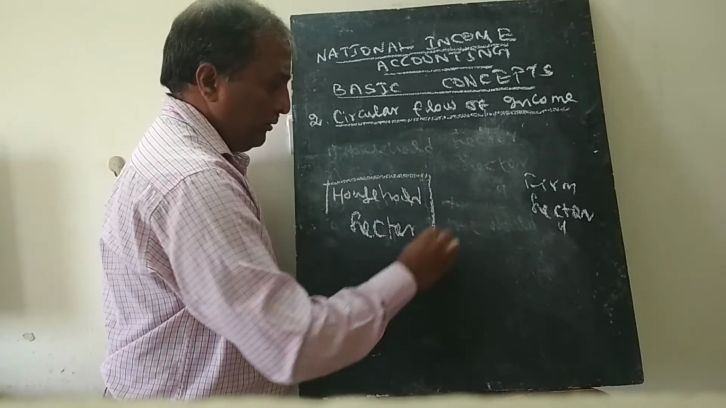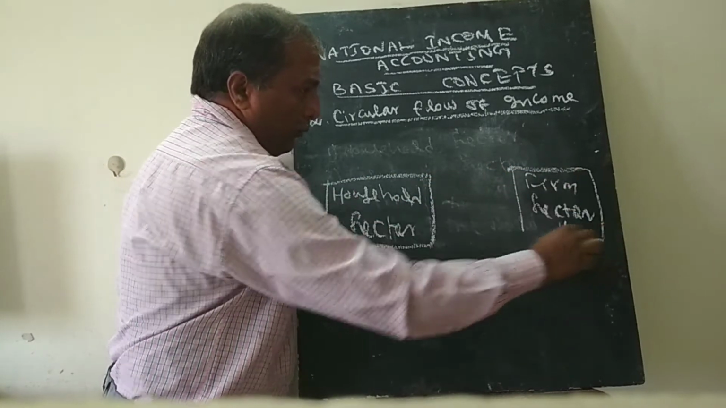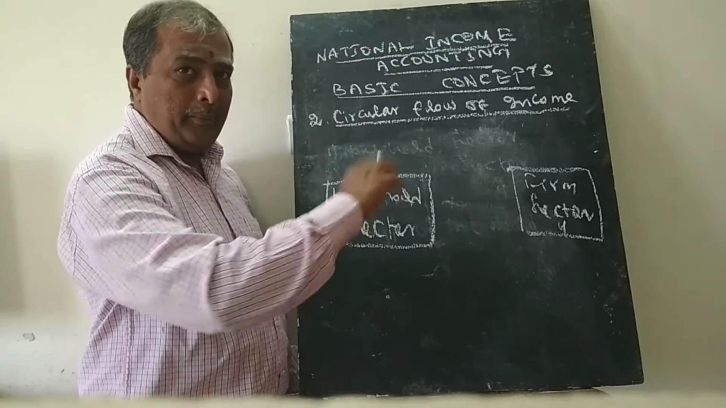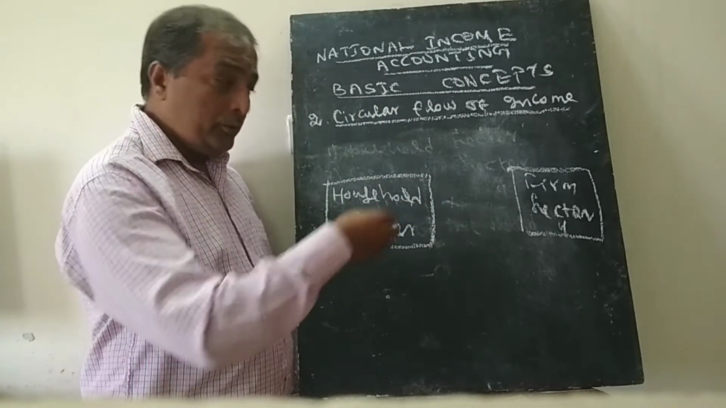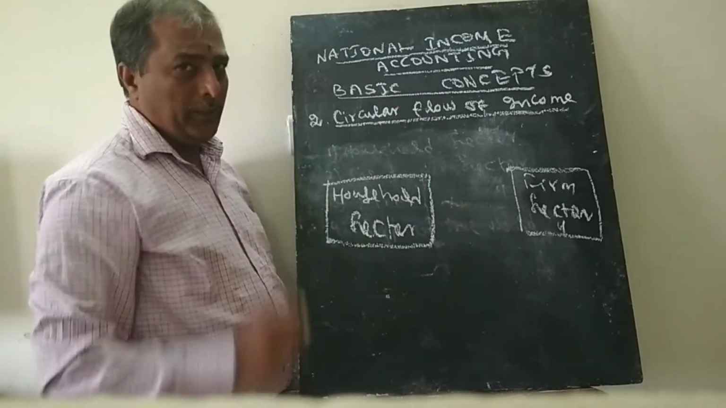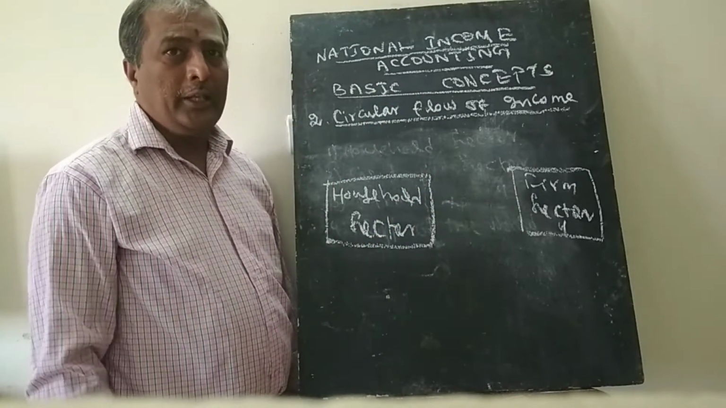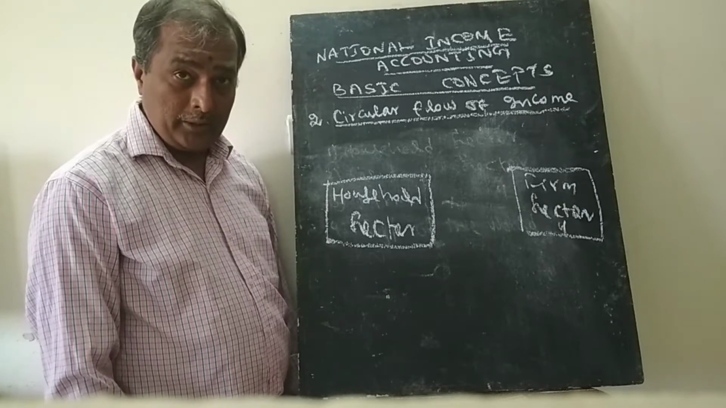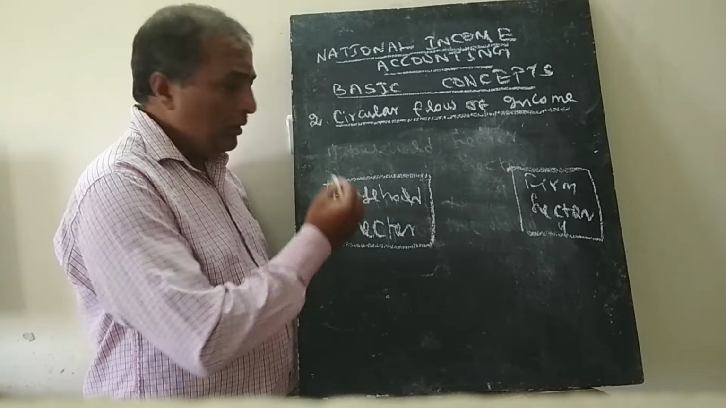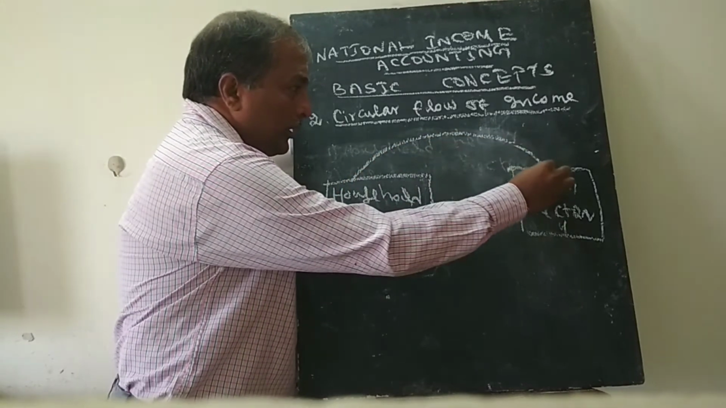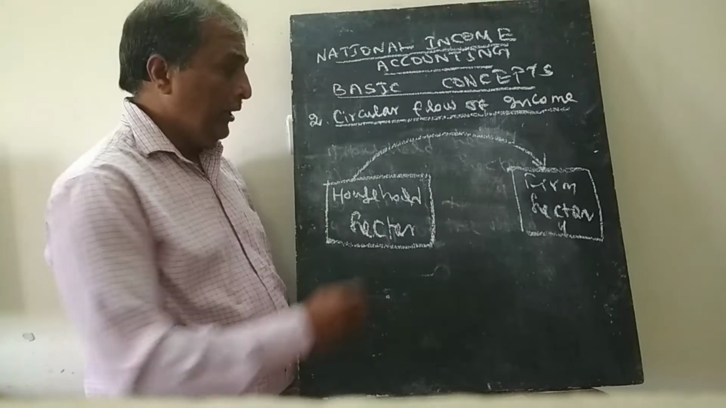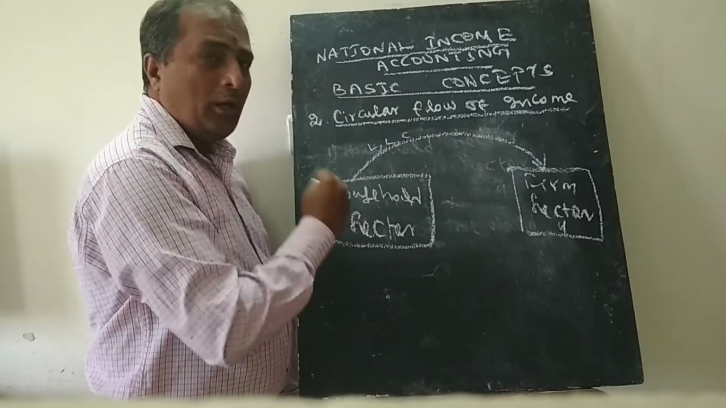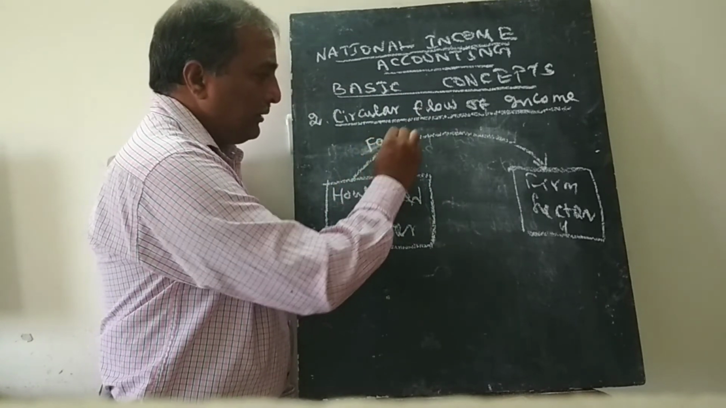Now how do these two sectors interdepend among each other? Through their interdependency, income generation takes place. Simple. Say I am a teacher working in KVS, some of your parents are working in various service areas, some of them are running business, right? Now we all belong to the household sector. We give our factors of production to the firm sector. In what way? We give our labor, we give our land, we give our capital, and so on. So that means we supply factor services to the firms, right? This is one flow. That means household sector to firm sector.